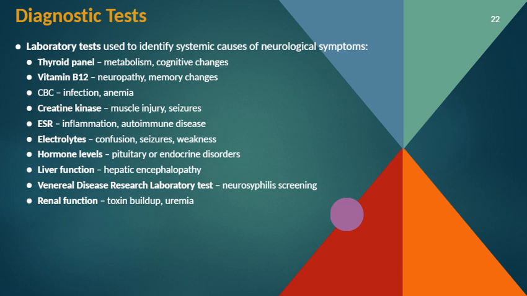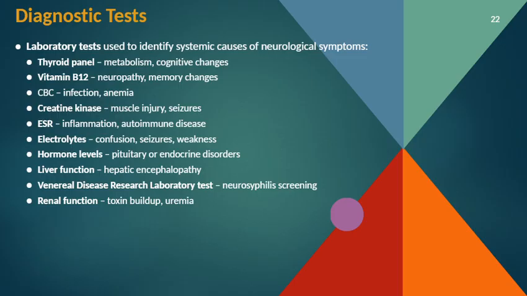Hormone levels may include cortisol, sex hormones, and pituitary hormones. Disorders of the endocrine system can cause fatigue, weakness, headaches, vision changes, and cognitive changes. Pituitary dysfunction may also affect neurological status due to mass effects of tumors.